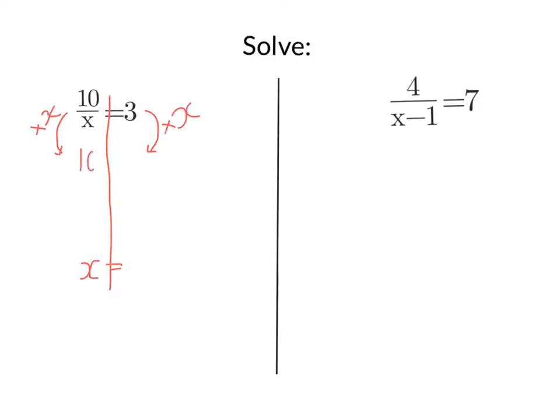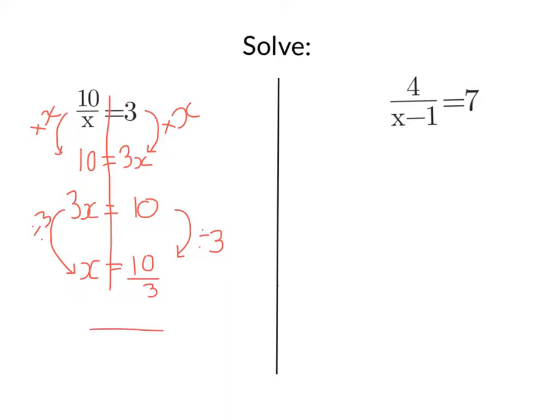That's going to give me 10 equals 3x. Now I know a lot of us don't like the unknown being on the right hand side, so I'm going to swap everything over. So 3x is equal to 10. And at the moment that's 3 times x, so the opposite would be to divide by 3 to get just the x. So I'm going to leave it as an improper fraction, 10 over 3. So x equals 10 over 3.